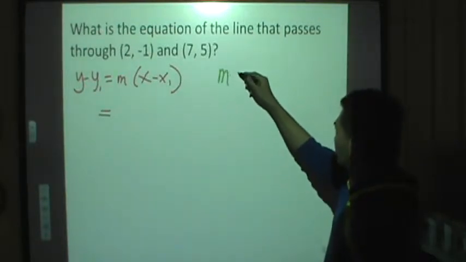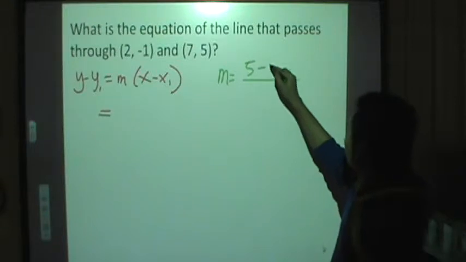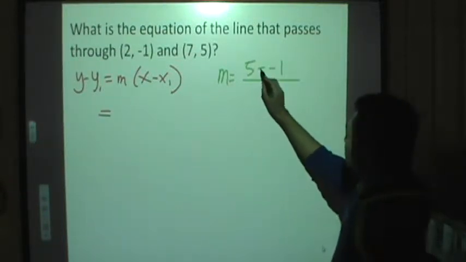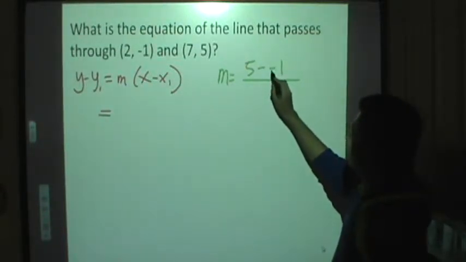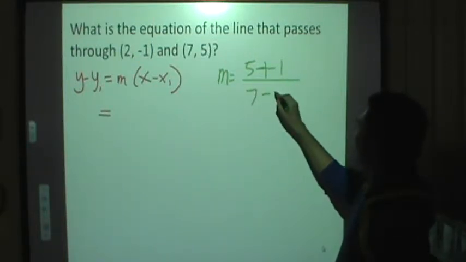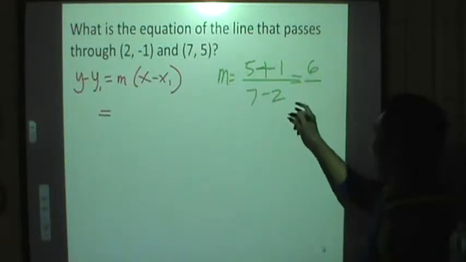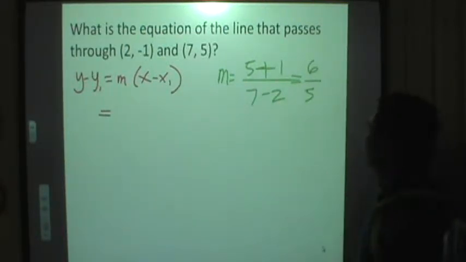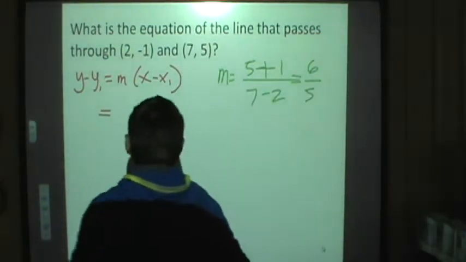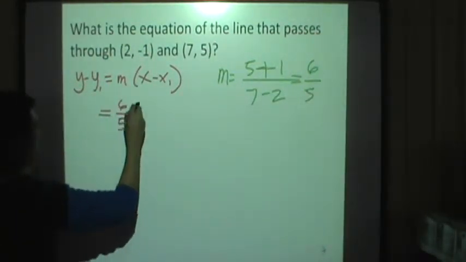So I'll go ahead and use 5 minus negative 1. Remember, minus negative 1 becomes plus, so I'll make it plus. And now 7 minus 2. So here we have 6 over 7 minus 2, which is 5. That is the slope of the line. So now we have 6 over 5 as the slope of the line.